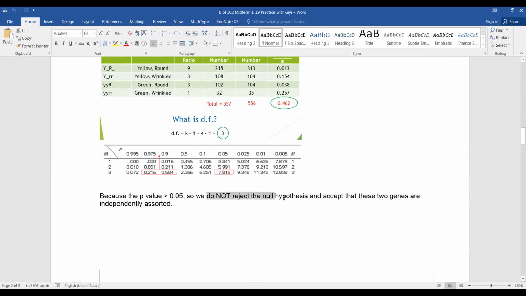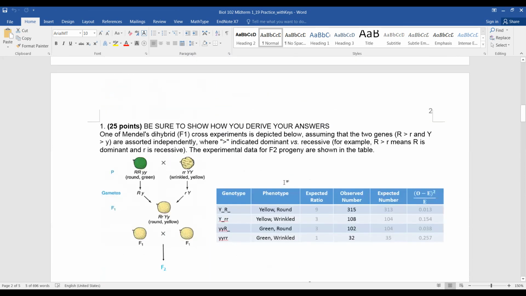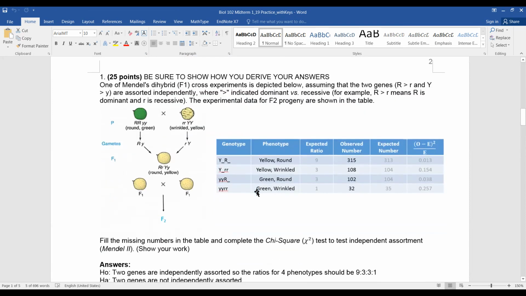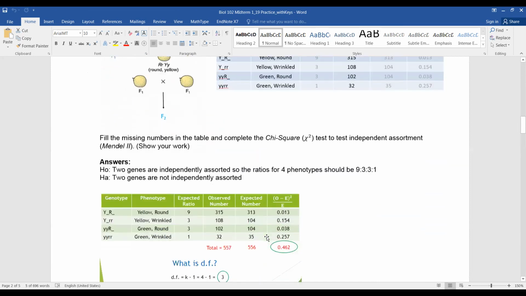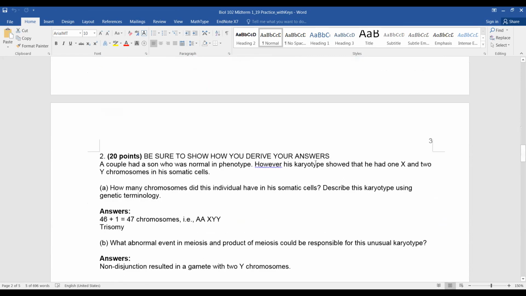We do not reject the null hypothesis, because it's quite reasonable to see data like this if the null hypothesis is true, right? And so we can say, okay, we accept that these two genes are independently assorted during meiosis. So this is a typical question I could test on you. I hope this is reasonable. This is a fair question. I hope you would agree that this will be a fair question.